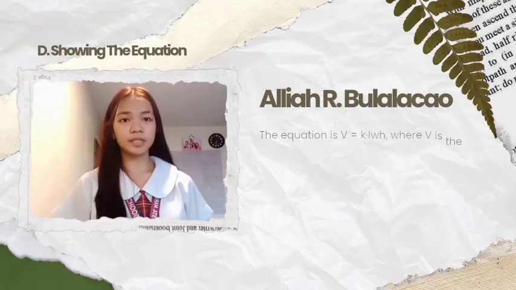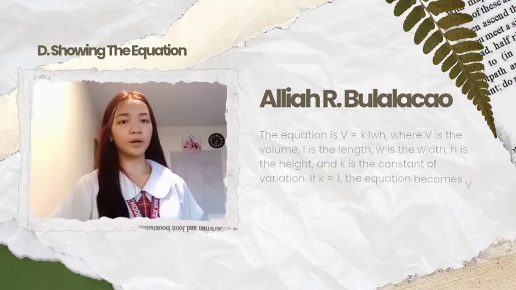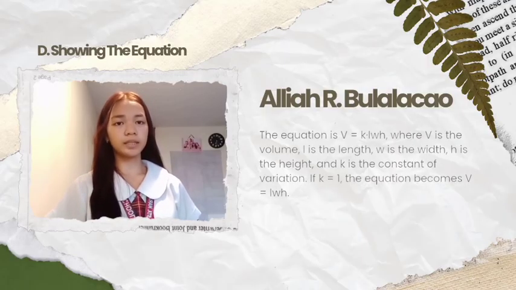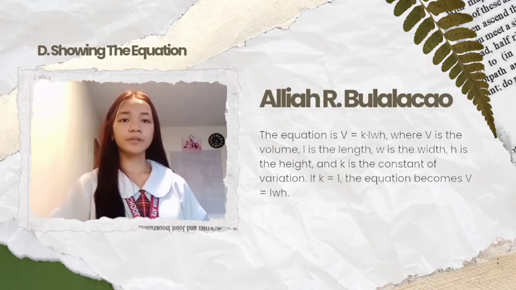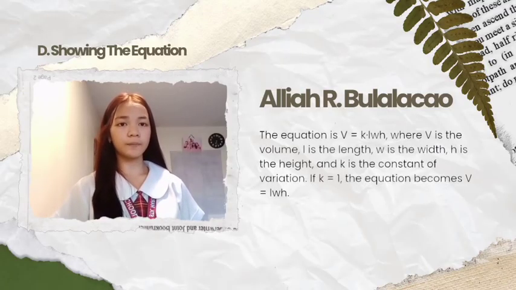The equation is B equals K times LWH, where K is the constant of variation, L is the length, W is the width, and H is the height. If K is equal to 1, the equation becomes B equals LWH.